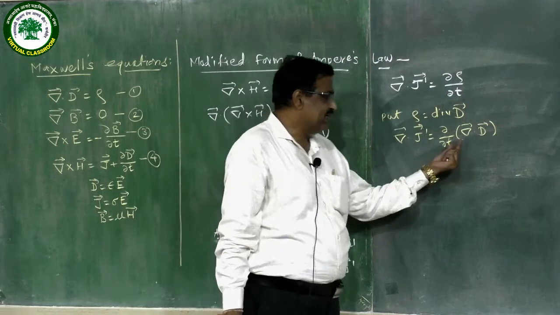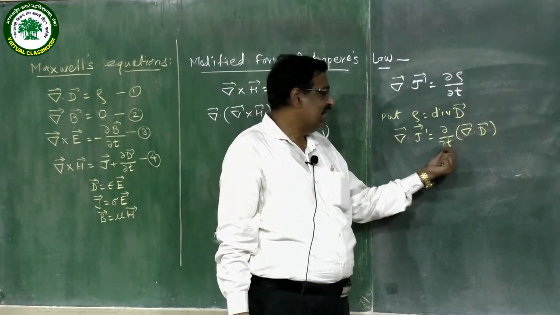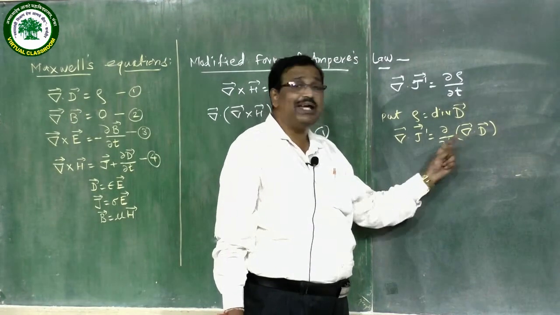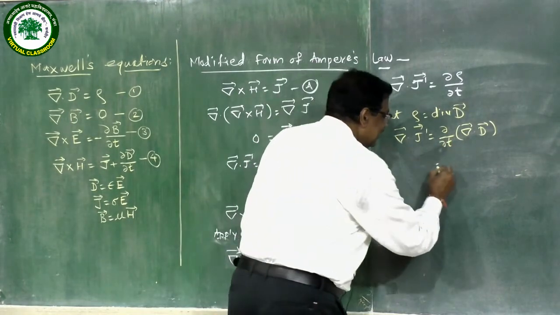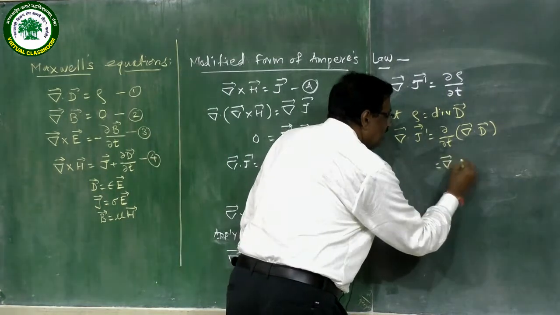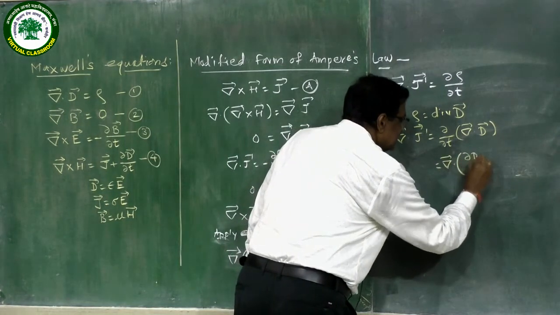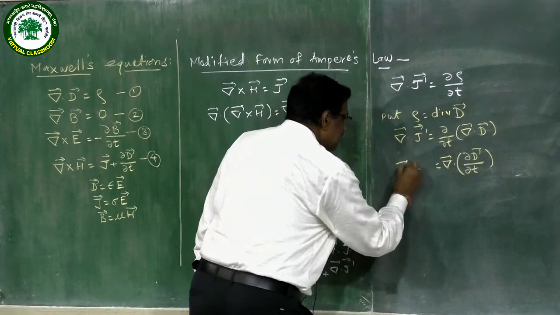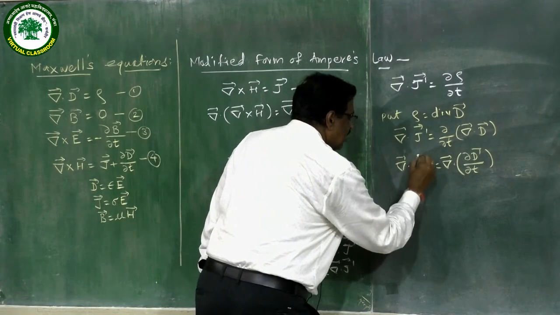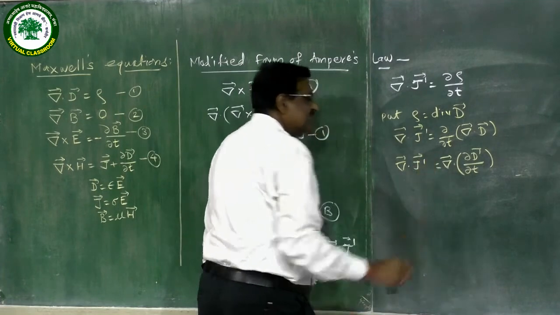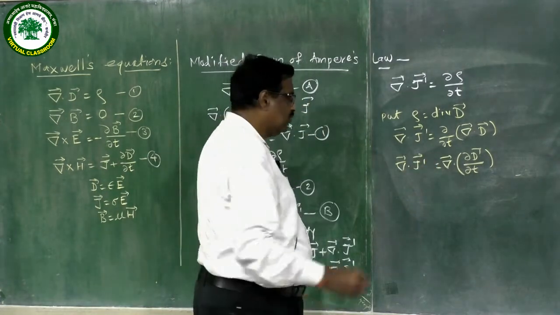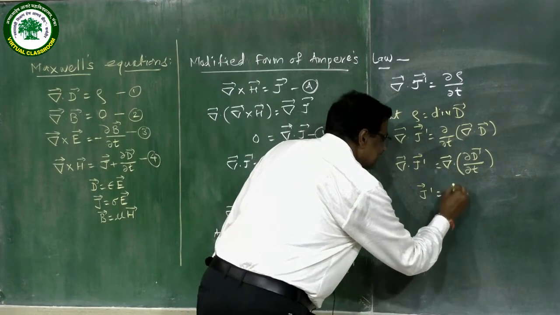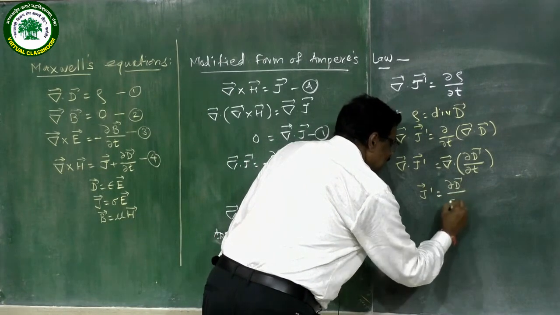Now there are two operators, one is the del operator, another is the time derivative. They are independent operators, and so we may interchange them. So the equation should be rewritten as divergence of ∂D/∂t. On the left hand side we have a divergence operator, and on the right hand side we also have a divergence operator, so we eliminate them on both sides. So the value of J dash is calculated, and J dash is equal to ∂D/∂t.